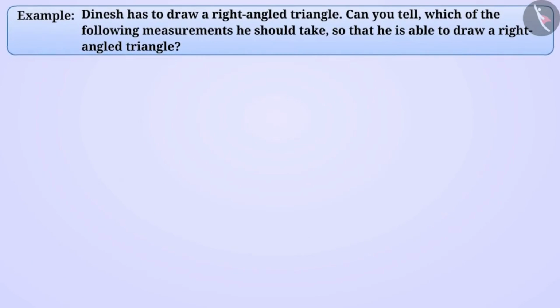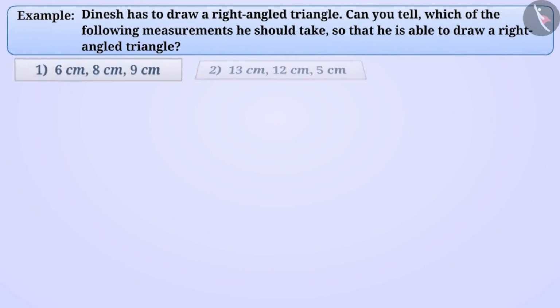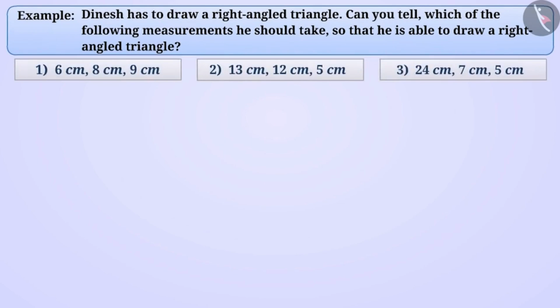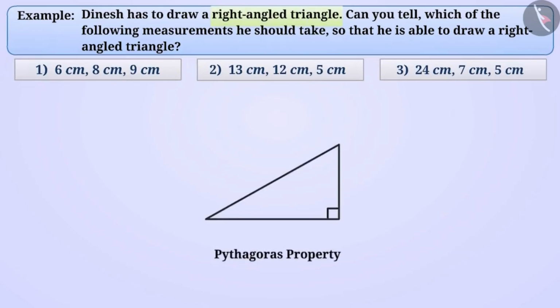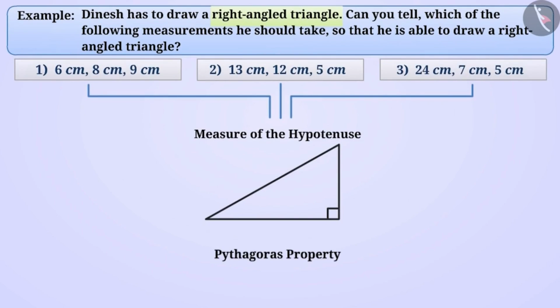Example 2. Dinesh has to draw a right-angled triangle. Can you tell which of the following measurements he should take so that he is able to draw a right-angled triangle? We are given 3 measurements in each statement. Find how many of these statements can create a right-angled triangle. If created, what will be the measurement of the hypotenuse? Think for a while.